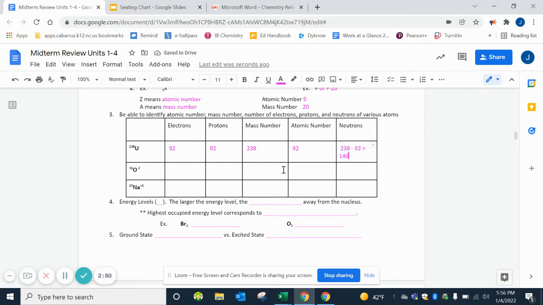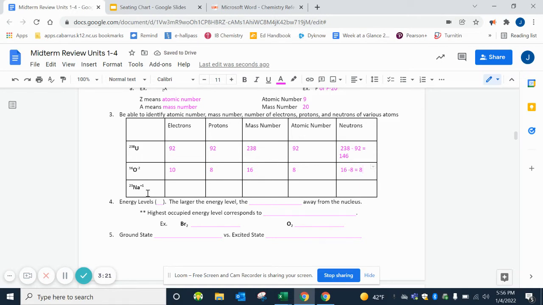For oxygen here, oxygen on the periodic table is element number 8, so it has the atomic number 8, and it has 8 protons. Now look, the charge is -2. Remember, negative charge means they've gained 2 more negative electrons, so instead of having 8, it now has 10. The mass number is given to us in the upper left-hand corner, so 16. To find the neutrons, we take our mass number minus our protons.